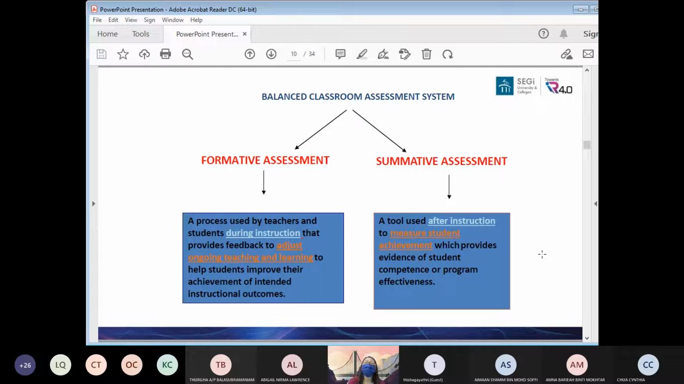Now, this is a summative assessment. Like you, when you were in school, you did what? Midterm test, year-end test, right? So now what do you do? Semester end test, correct? So those tests are called summative assessment. Understand?